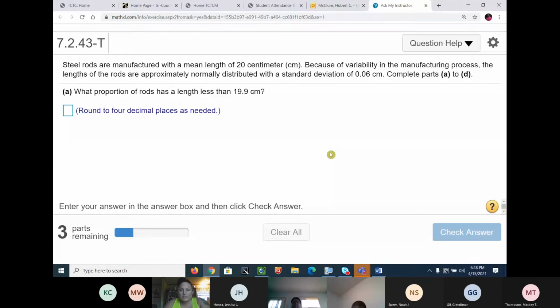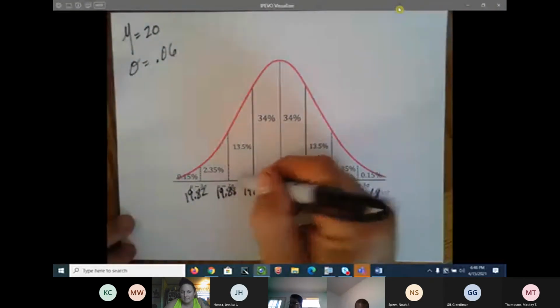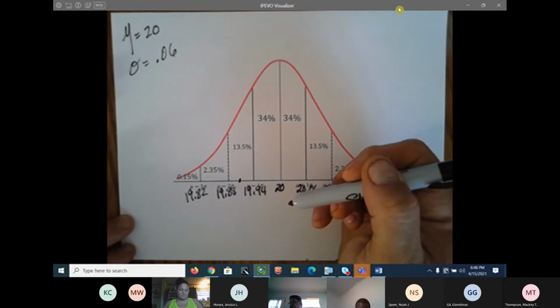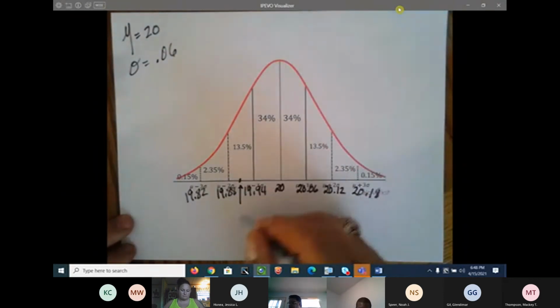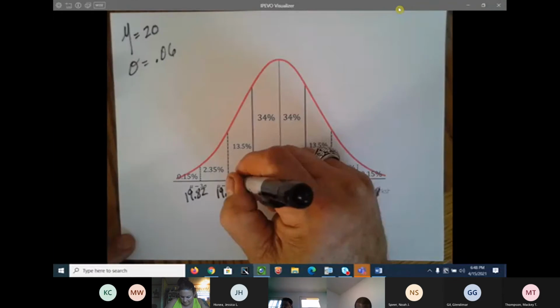All right, you got it? Yes, sir. Okay, the first thing says, what proportion of rods have length less than 19.9? So let's look at our drawing and let's see if we have 19.9. We do. It's right in here somewhere. So let's graduate these numbers right here so we can find 19.9. We said that this is halfway. So that's 0.03. So that point right there is 19.91. So 19.9 would be right about there.